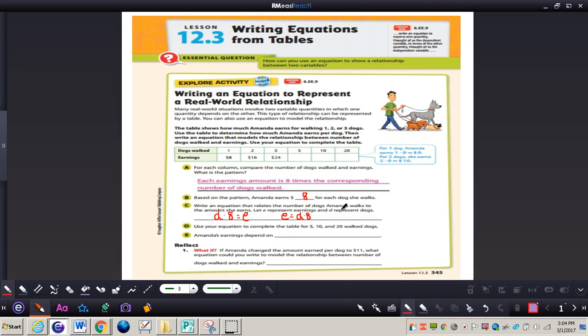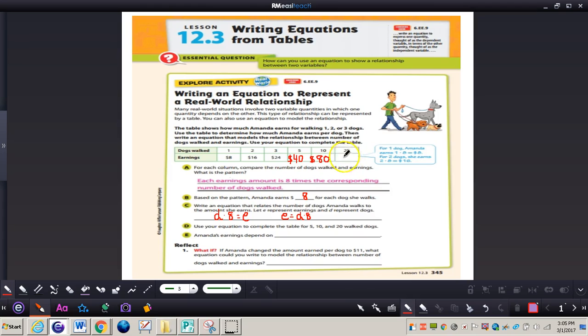All right, now we're going to use our equation to complete the table for 5, 10, and 20 walked dogs. So we know if it's $8 for each dog, 5 times 8 will give us $40. And it's important to understand with these tables, you have to make sure you see the number of dogs walked, because it's very easy to say, okay, 4 would be the next one, but you can see they skip 4. The next one is 10. So if it's $8 per dog, 8 times 10 is $80.